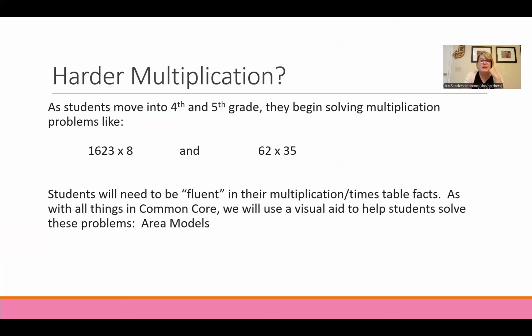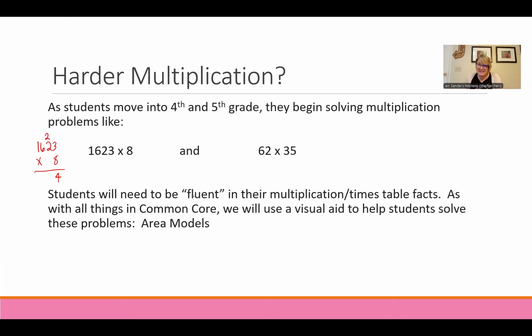So, harder multiplication problems, like you could see here, 1,623 times 8 or 62 times 35. You probably remember the standard algorithm. So for this first one, we teach, or hopefully you remember, that we take 8 times 3, we get 24, but we just write the 4 and carry the 2, right? And we keep going.